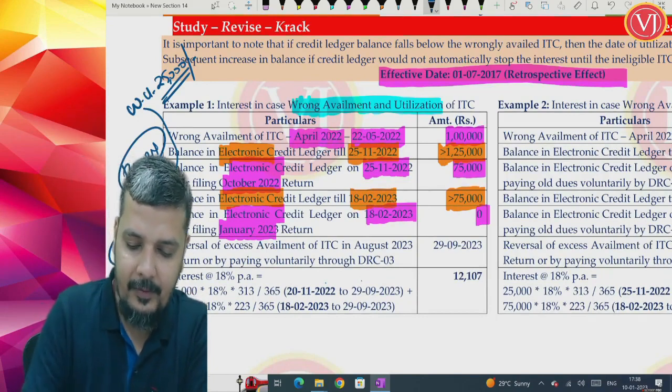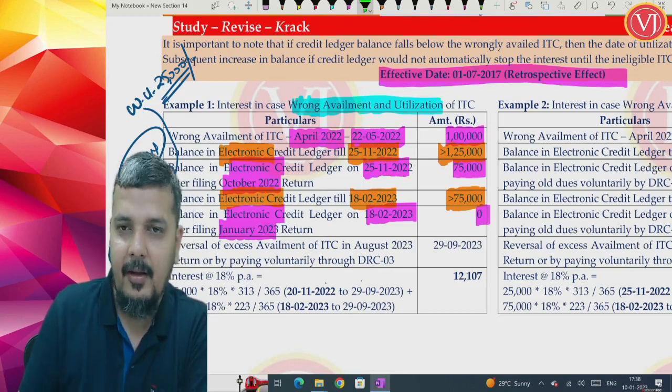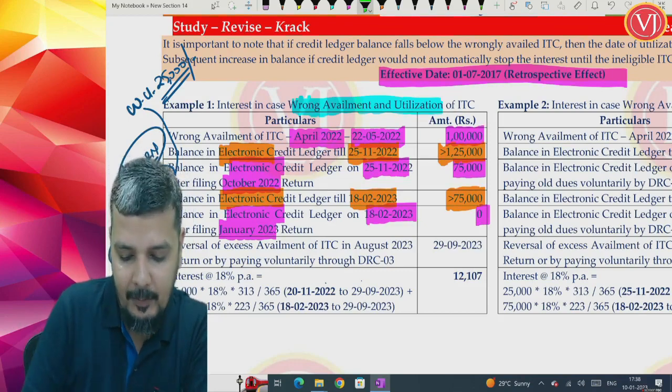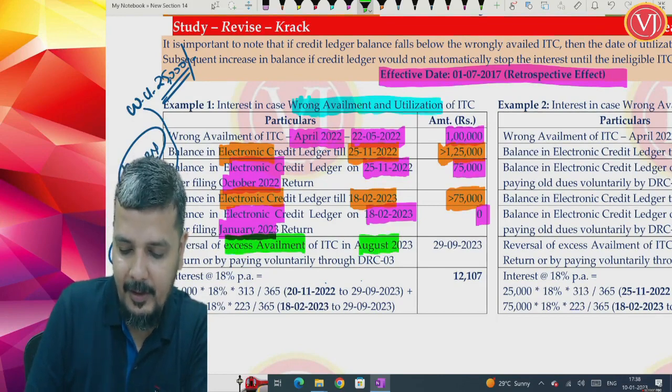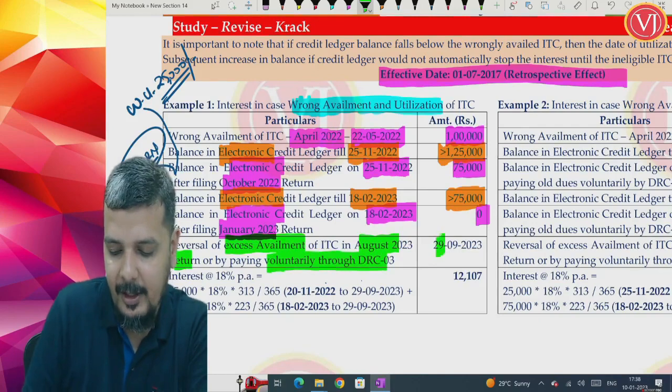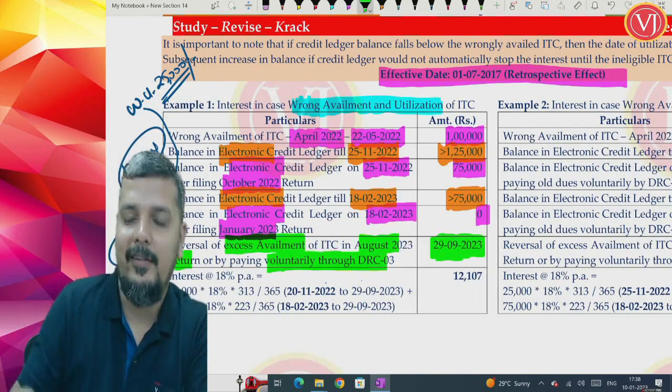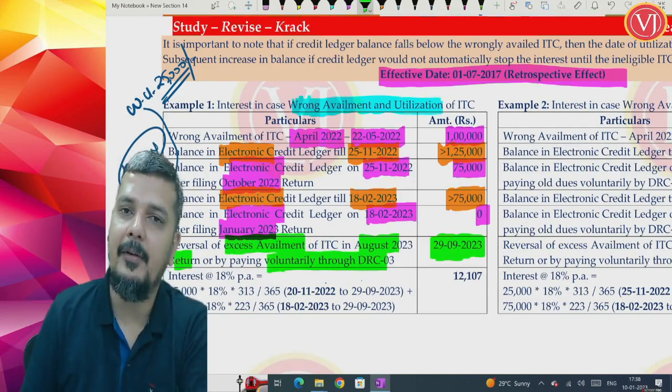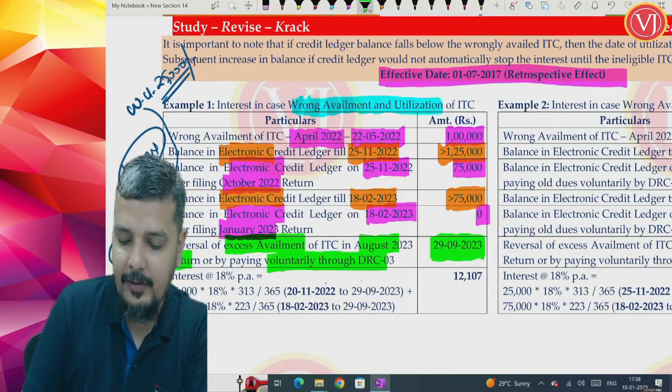Now the final point that I am trying to tell: I came to know about this wrong availment and I am paying by reversing in my return or by voluntarily paying through DRC 03 challan. I am paying that on 29th of September 2023. So till date is simple. My interest will be computed till 29th of September 2023.